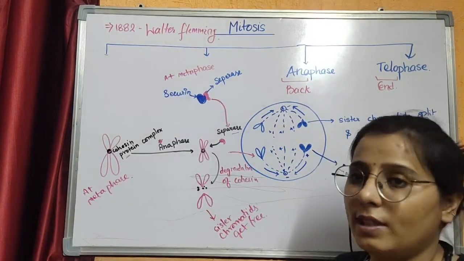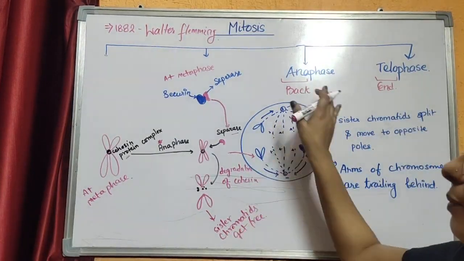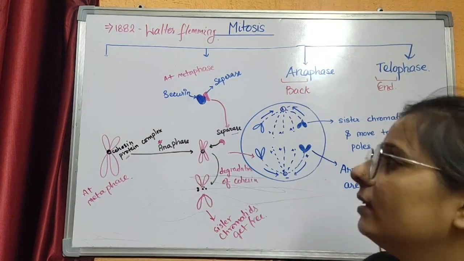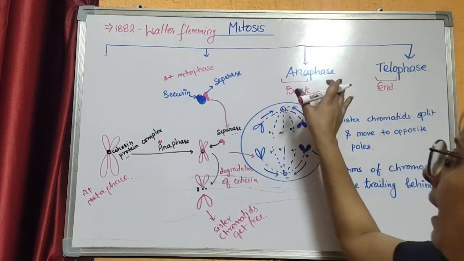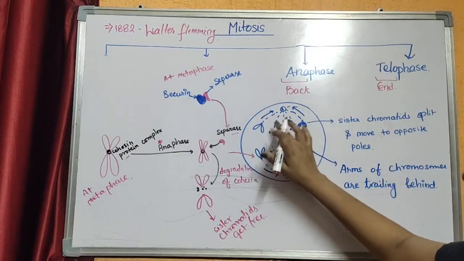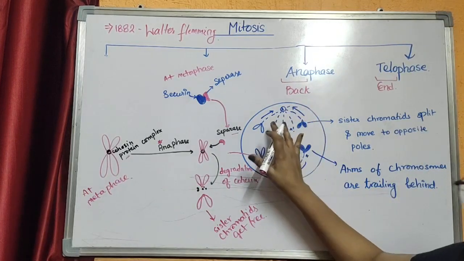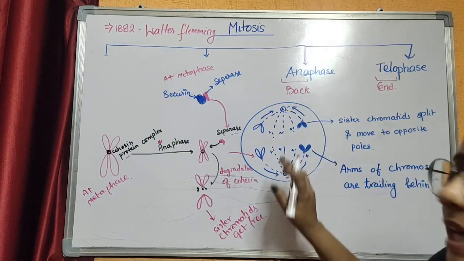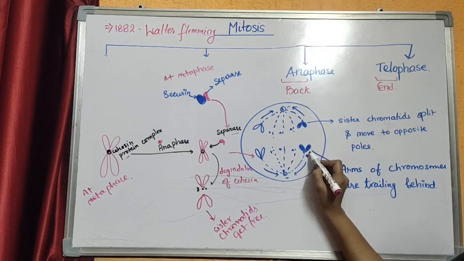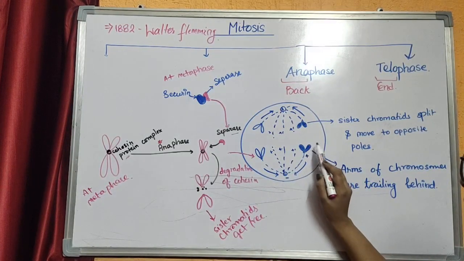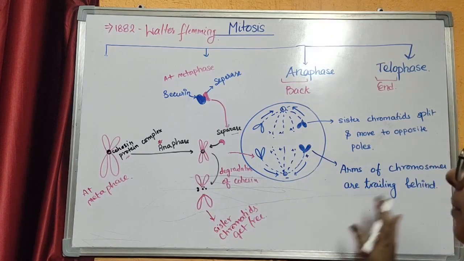Now the next phase is anaphase. Ana means back phase, that is just after the metaphase or mid phase. At anaphase, the two sister chromatids get separated and they move to two opposite poles. During separation and movement, the tails or arms of the chromosome are trailing behind.